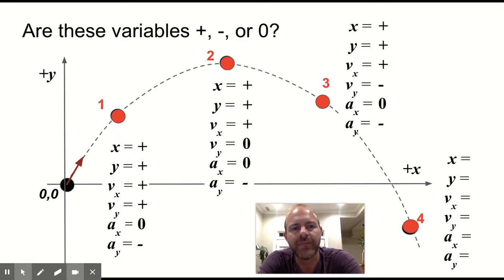Moving on to position 3, we're still in the positive quadrant for position, but now the y velocity has changed direction, is now down, so negative. The acceleration in the x direction is 0. The acceleration in the y direction continues to be negative. Position 4 is interesting because we've now dropped down below the origin. This may be firing a cannon off of a cliff, for example. And x is still positive, still to the right, but y is now negative, below where it started. Y velocity is still negative, moving downward. X acceleration is still 0, and y acceleration is still negative.